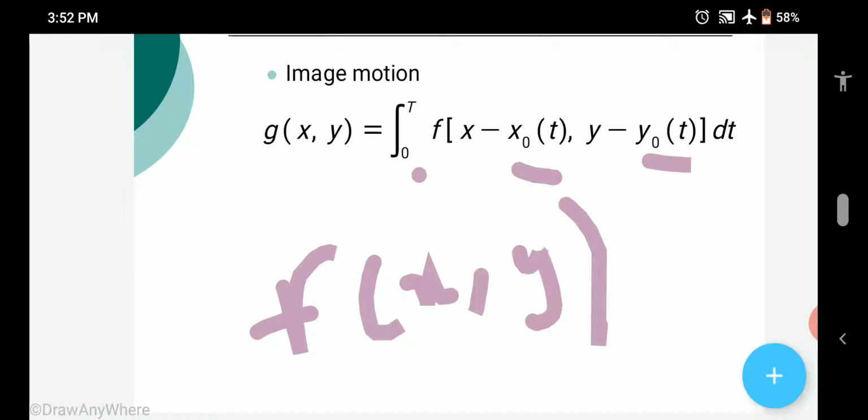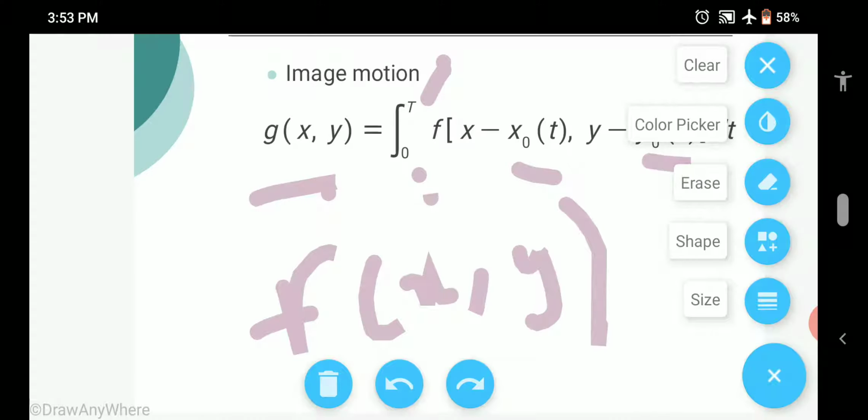Then if capital T is the duration of the exposure, g of x comma y is equal to the integral from 0 to T of f of x minus x naught of t comma y minus y naught of t dt, where g of x comma y is the blurred image. So applying the motion, you get the blurred image.